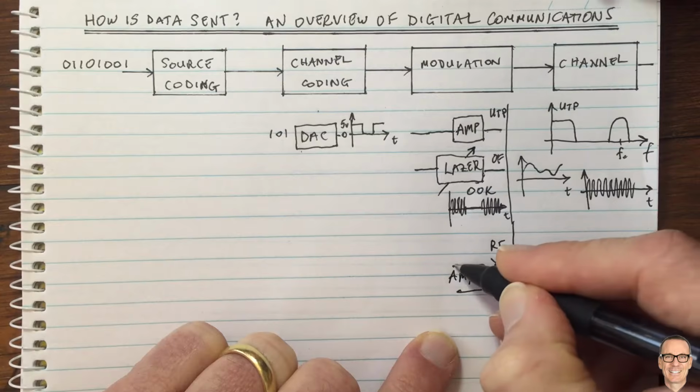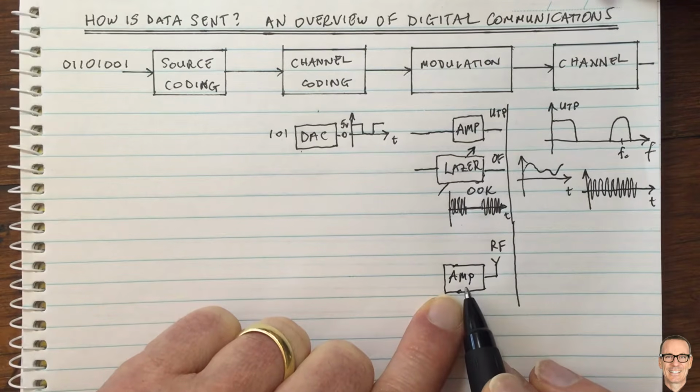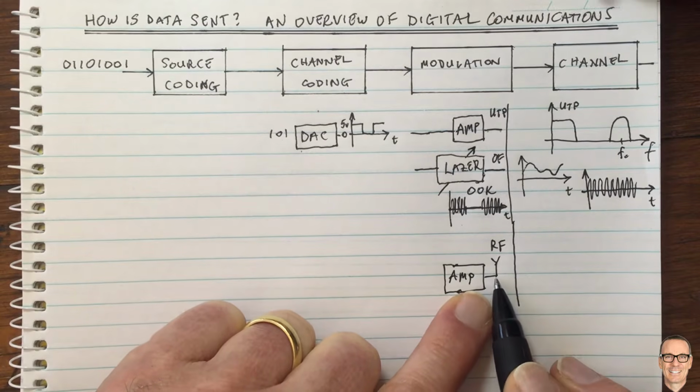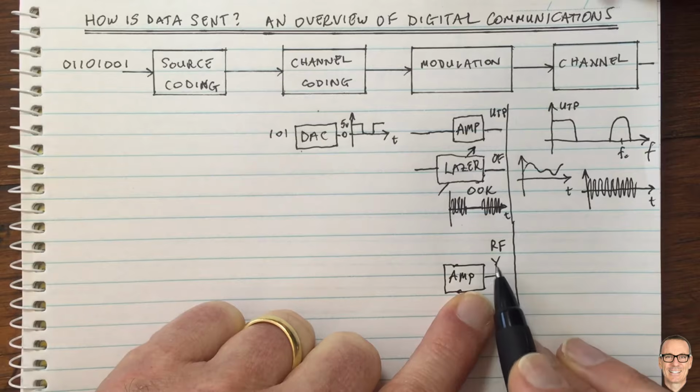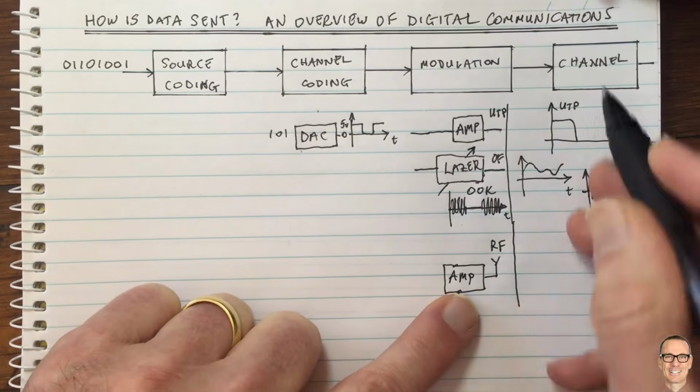Whereas here we need an amplifier, which is again electronic circuitry with transistors and op amps and so on, and they connect to the antenna, and the antenna then oscillates the electromagnetic wave. The frequency coming out of here causes this to radiate, and that's how it goes into the channel.